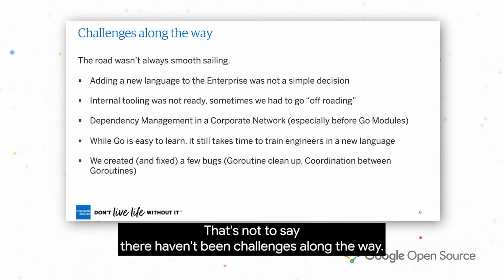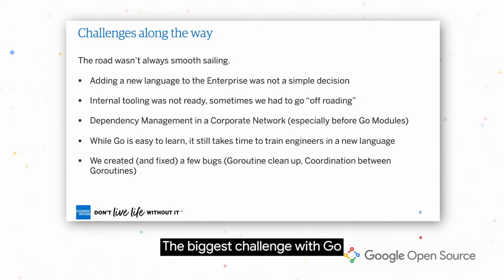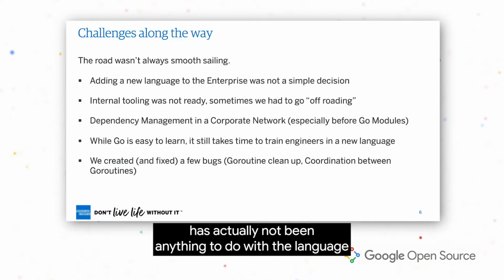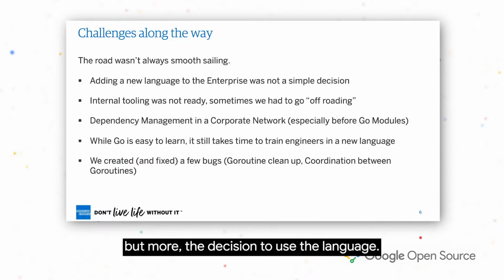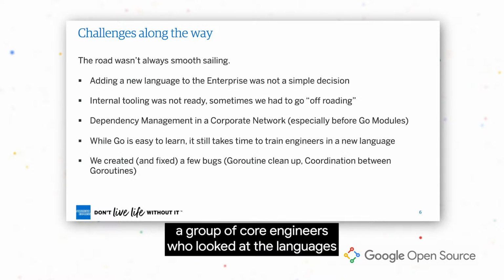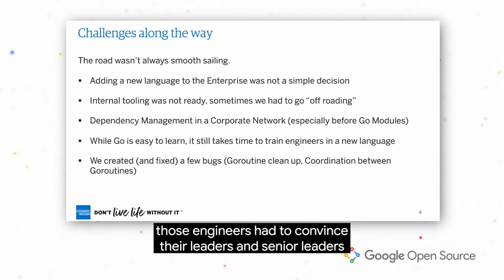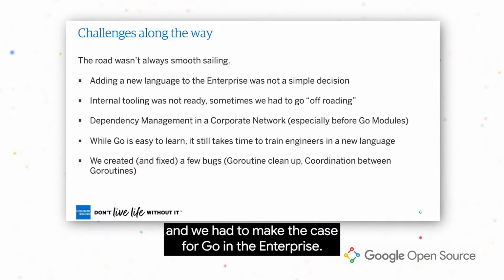That's not to say there haven't been challenges along the way. The biggest challenge with Go has actually not been anything to do with the language, but more the decision to use the language. So like I said, the proof of concept started with a group of core engineers who looked at the languages and felt Go was the right decision. And of course, those engineers had to convince their leaders and senior leaders, and we had to make the case for Go in the enterprise.